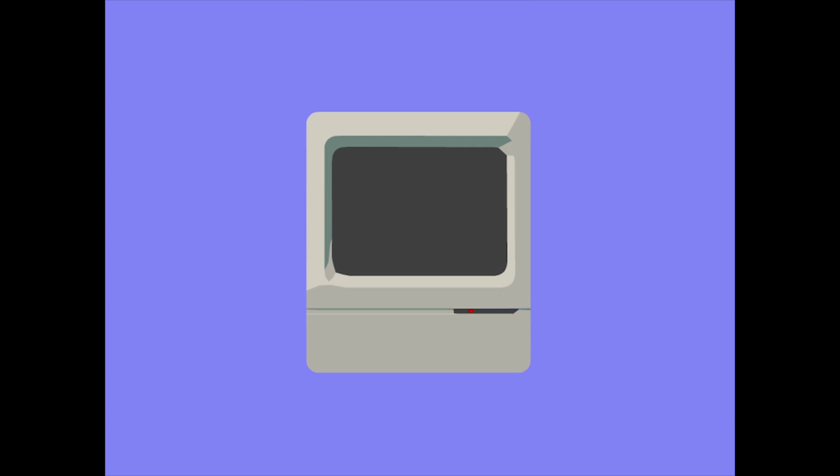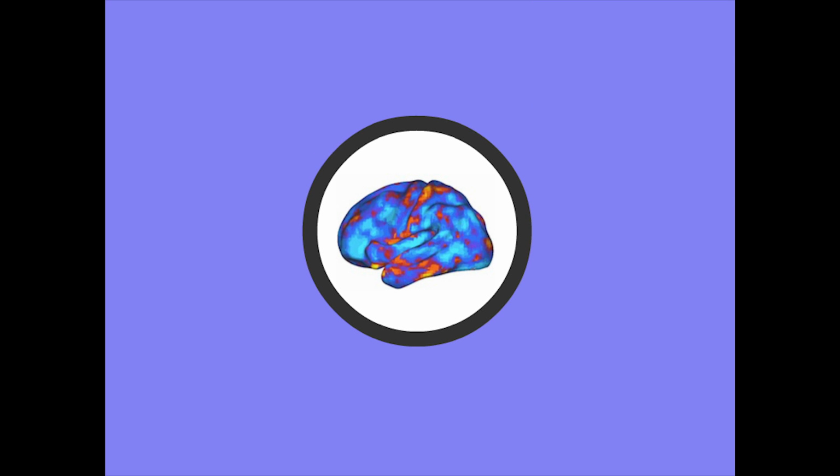Since computers were first around, there's been an effort to create software that mimics the human brain. The logic is that if the brain is a computer, we should be able to replicate the brain using, well, a computer. But there's a problem. Your brain is the most complex machine that has ever existed in the known universe.